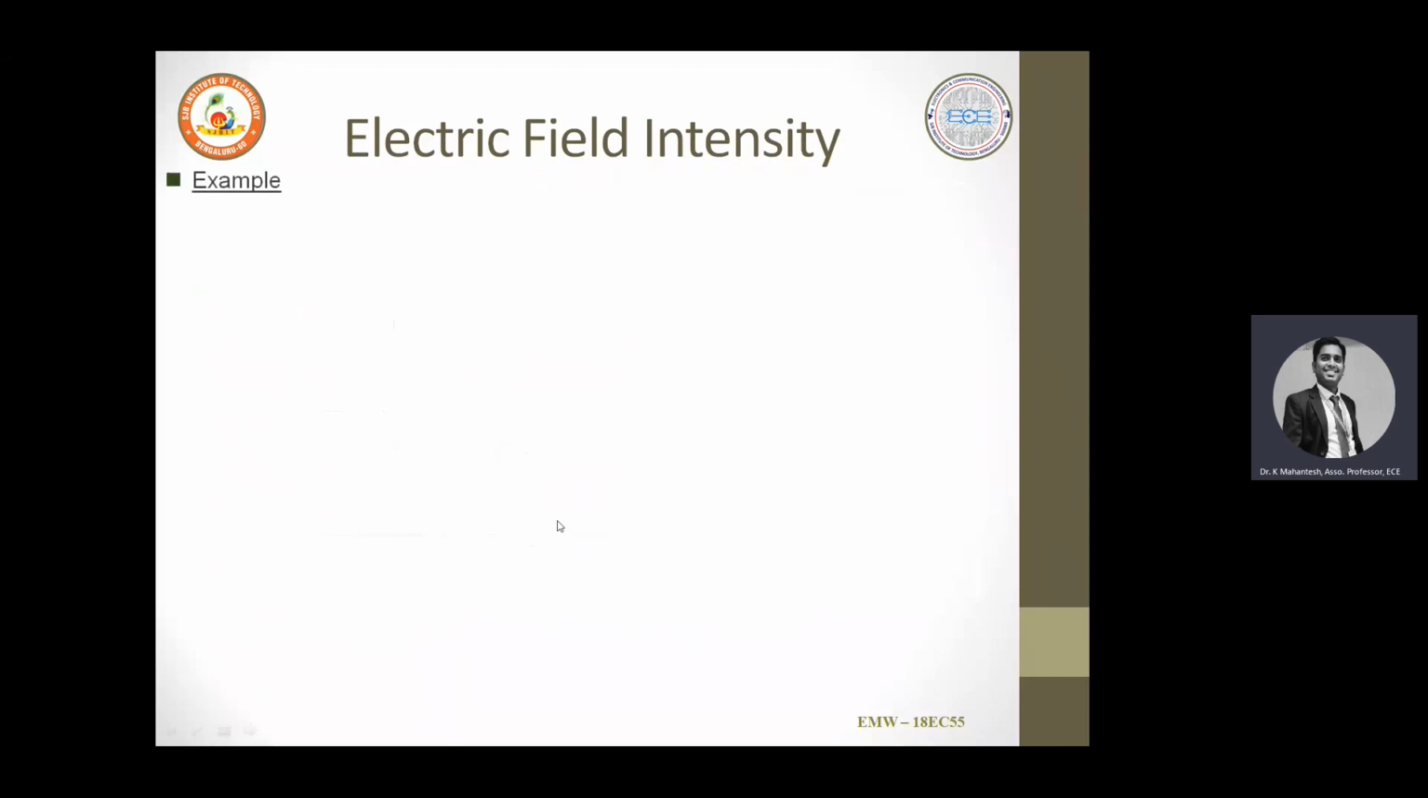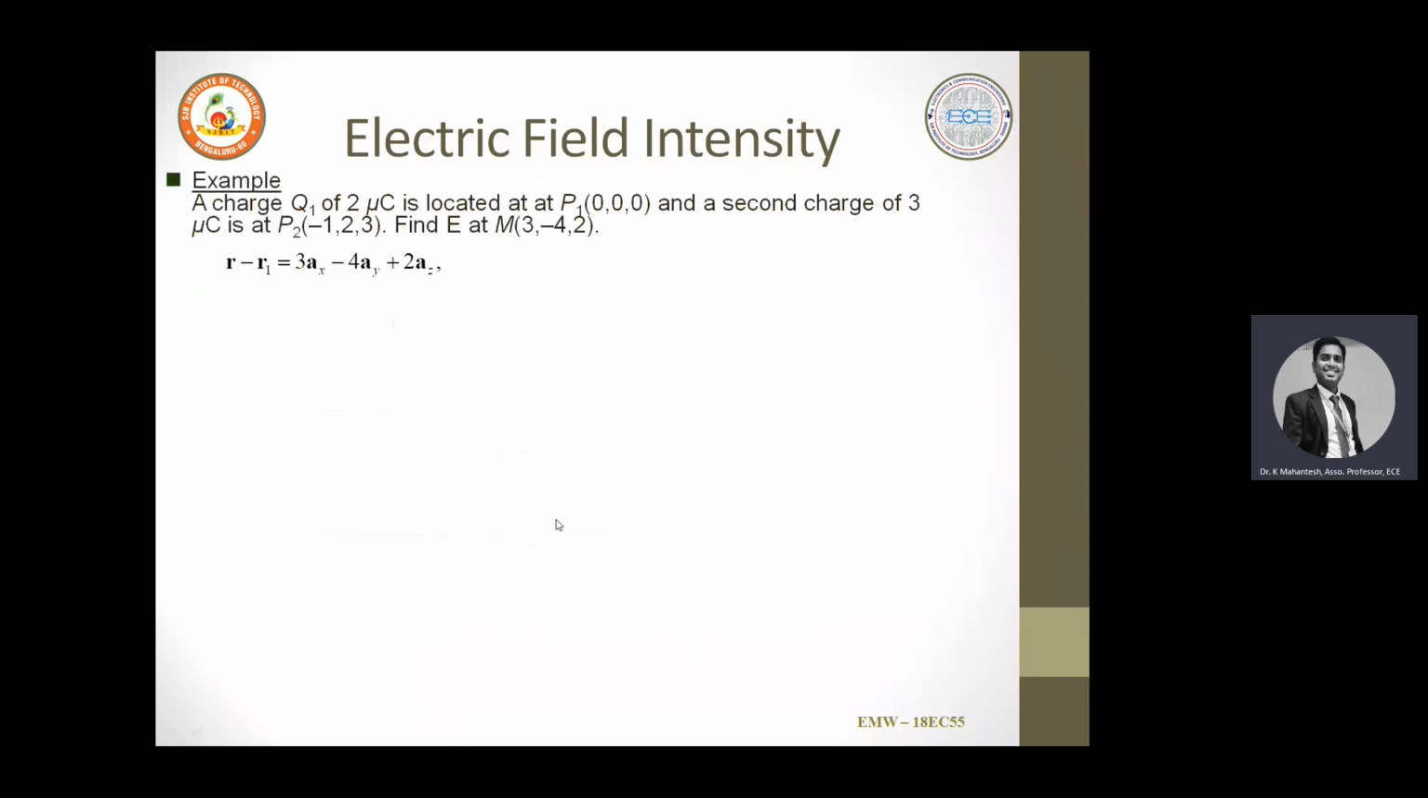So this is just an example problem where a charge Q1 of 2 microcoulomb is located at a point P1 at the origin (0, 0, 0) and a second charge of 3 microcoulomb is at P2 (−1, 2, 3). Find the electric field intensity at M (3, −4, 2). So carefully observe, we have two point charges here. One is Q1, the second one is 3 microcoulomb at P2, and you need to find the electric field intensity at the point M.